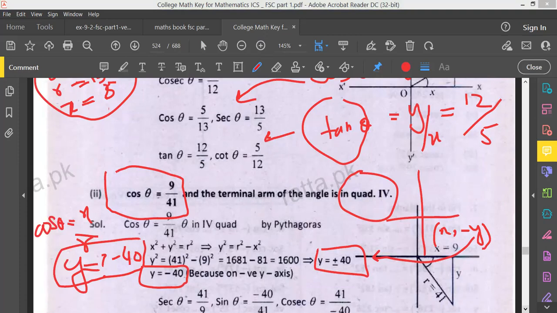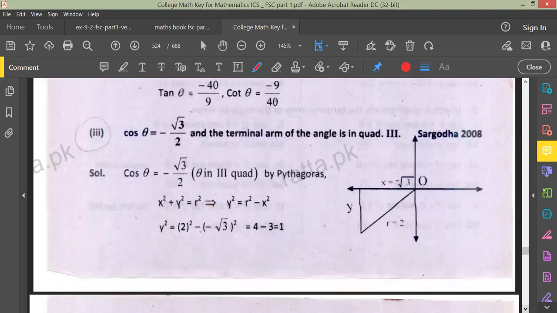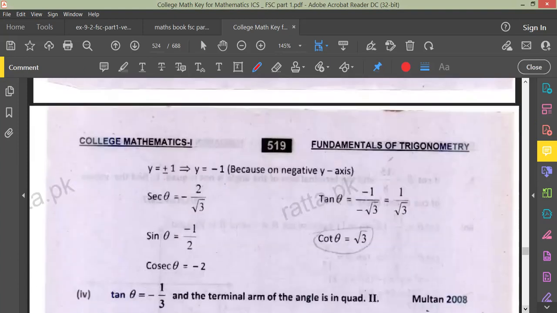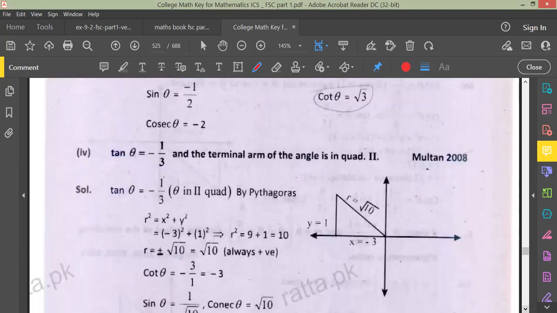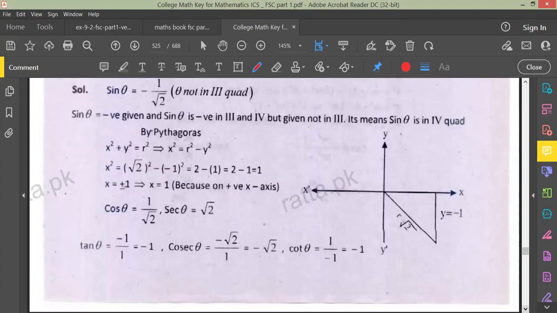After this, we will discuss the third part of this question. Here is the solution of the third part. Similarly, after this, there is the fourth part of this question. There is the solution of the fourth part. Similarly, the question of the fifth part.